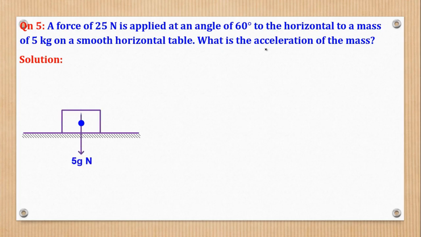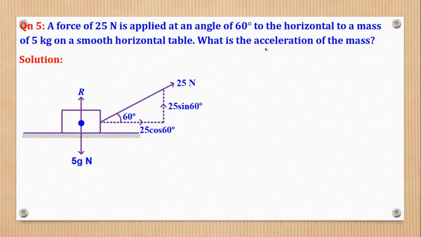So put the weight, put the normal reaction. Now the force is at an angle to the horizontal. It is smooth, so there is no resistance. So we shall resolve vertically and horizontally, then show the acceleration. Now we can resolve part of the plane.